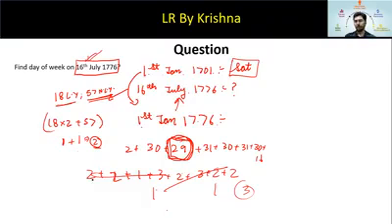So total 5 odd days I was getting earlier. What is the total number of odd days that I will get in this regard? What will be the first day of the week?